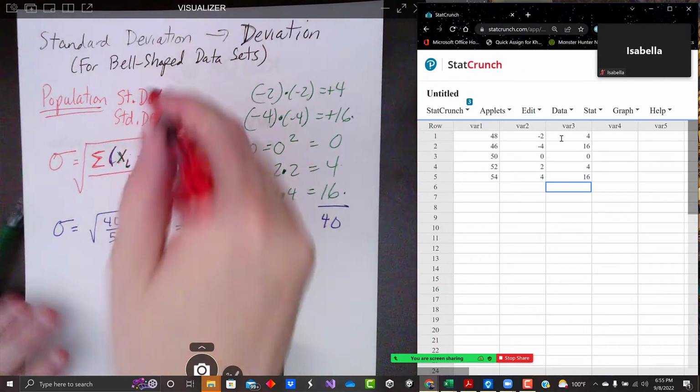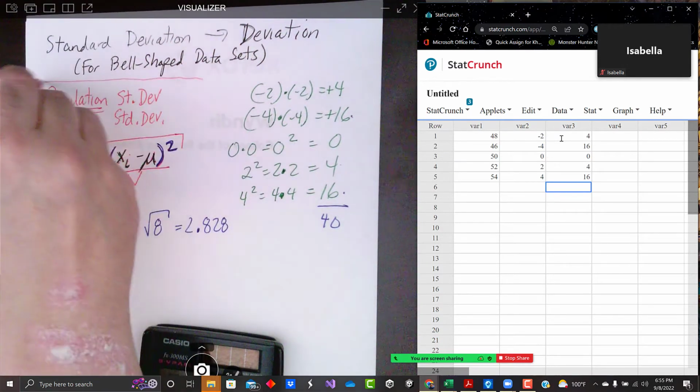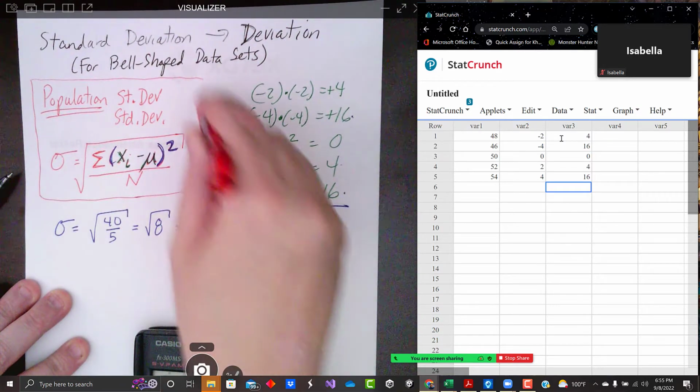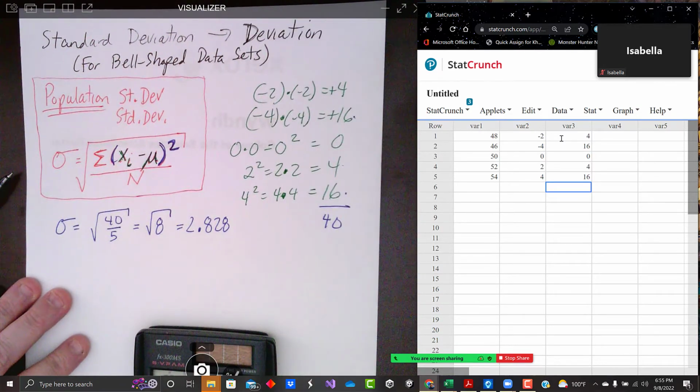That's how the population one is done. It's not so bad when you only have a few of them, like this set had. There was only 5 numbers. But you could see how this could get pretty tedious if there's like 100.